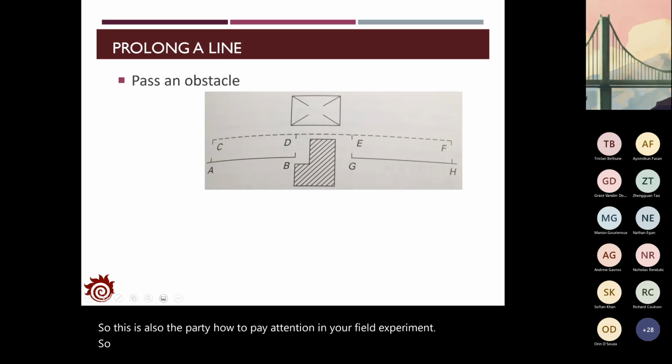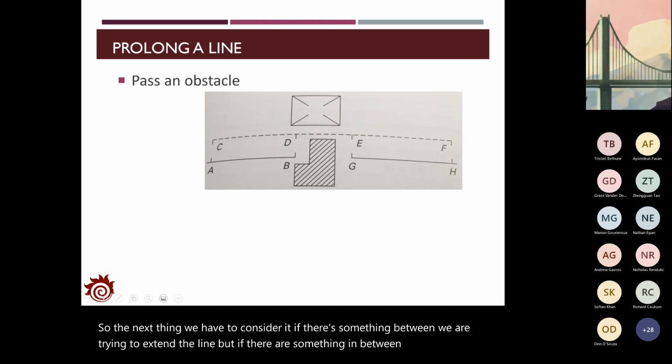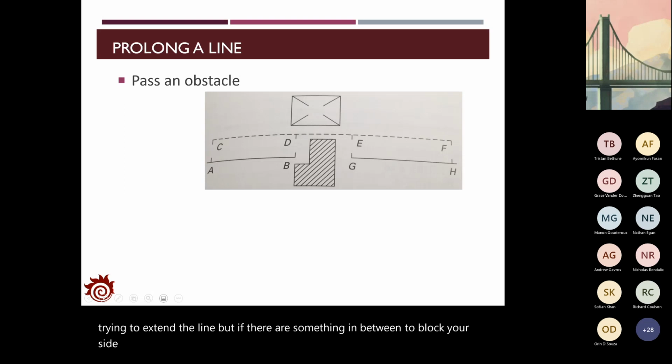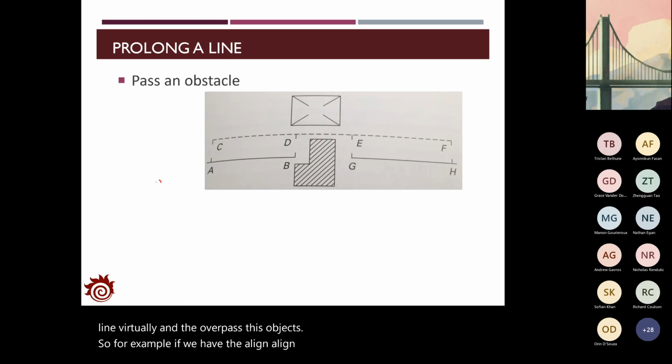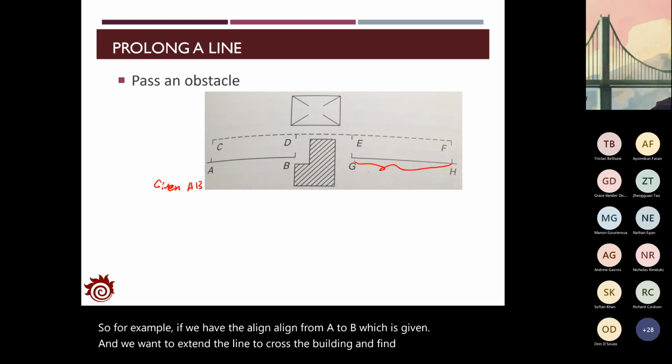The next thing we have to consider is what happens when you are trying to extend the line, but there is something in between blocking your line of sight. Then we need to think about different methods to extend the line virtually and bypass these objects. For example, if we have a line from A to B, which is given, and we want to extend the line to cross the building and find another distance from G to H.